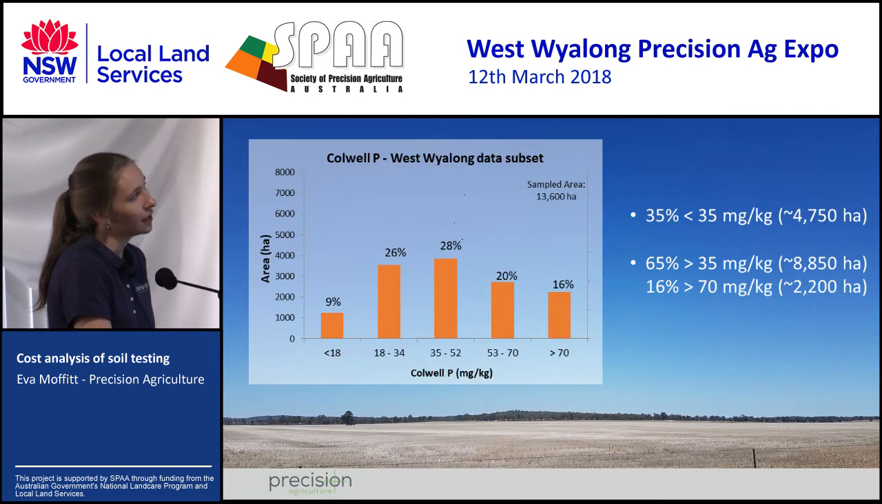And then there's that data in a similar fashion. So we've got 35% of the data was below 35 milligrams per kilogram. So we want to be increasing that. And 65% of the data was above 35. 16% was above 70 milligrams per kilogram Colwell P.